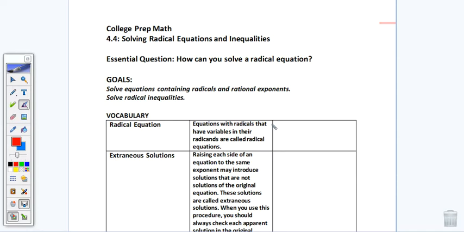So, I have an idea. Want to hear my idea? Yes. Let's be cool by the end of the hour. Sound like a plan? Okay. All right. Hey, radical equations and inequalities for 4.4. I told you to have your calculator handy.